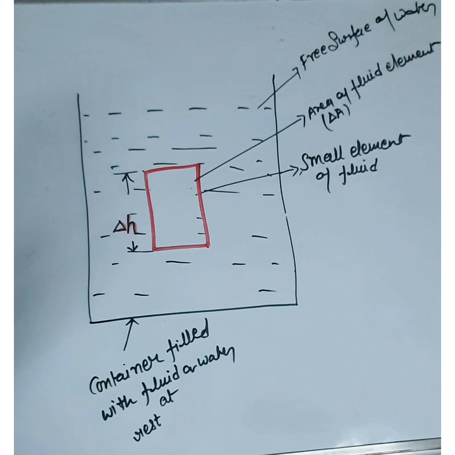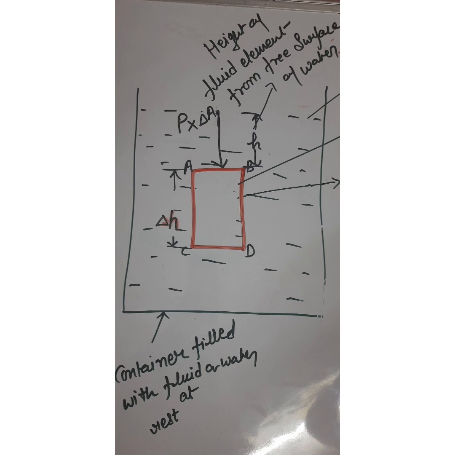Suppose the area of the small element of the fluid is del A, and the height of this small element is del H. The pressure is applied on faces AB and CD, and let us consider the distance of this fluid element from the free surface of water is H. Now, there are various forces acting on this fluid element.